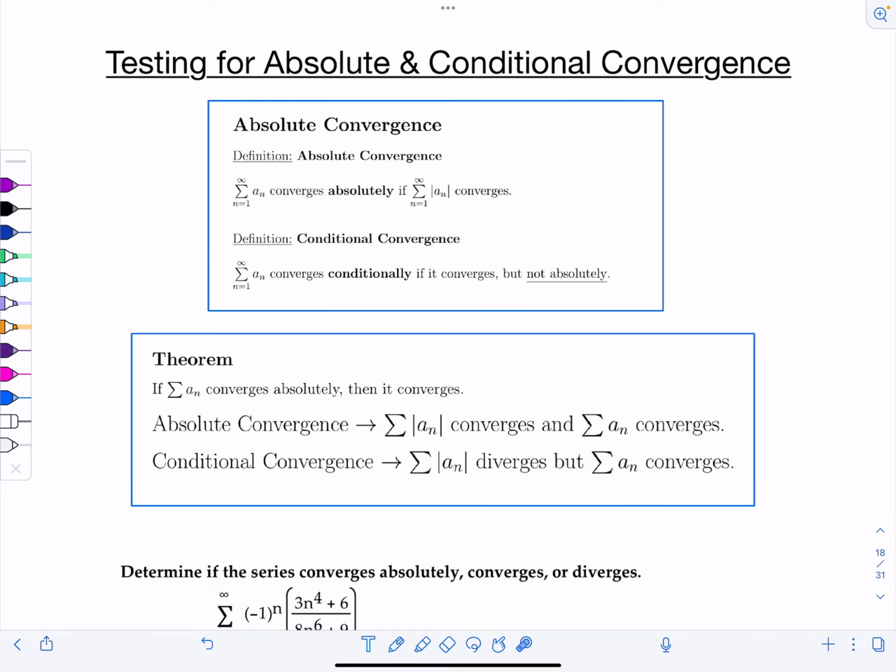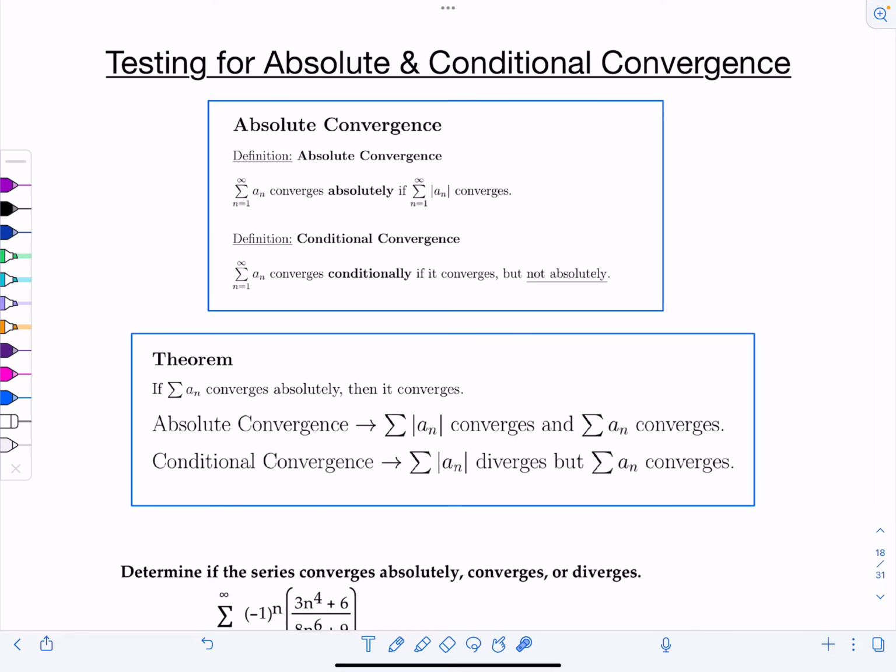We say a series converges absolutely if the sum n equals 1 to infinity of the absolute value of a_n converges. We say a series converges conditionally if it does not converge absolutely, but the original converges without the absolute value. And this next theorem is very helpful. If a series converges absolutely, then that means it converges.